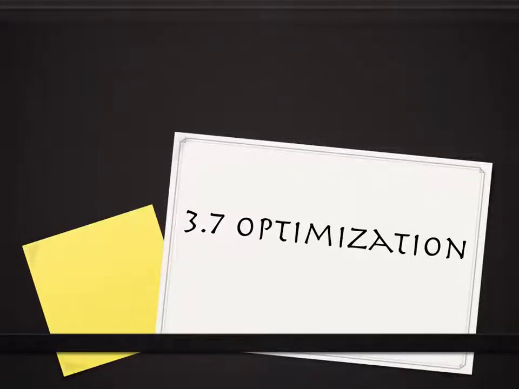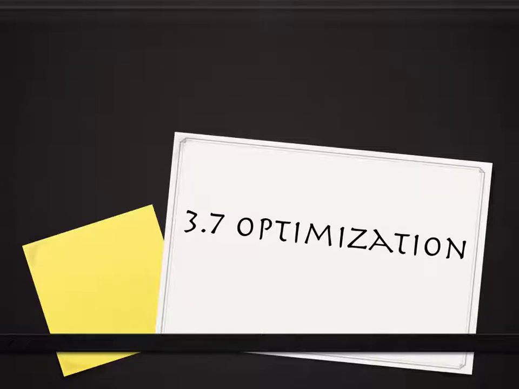3.7 will be our last section of Chapter 3. And this section is about optimization. So optimization is really what its name says. It means trying to find an optimal value for something. Sometimes that optimal value means to make something as big as possible. Sometimes that optimal value means to make something as small as possible.